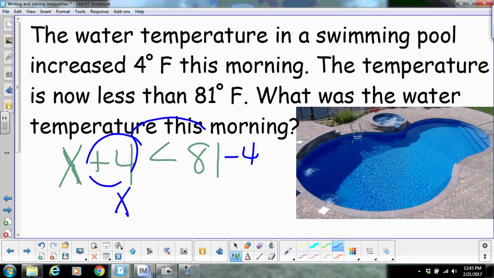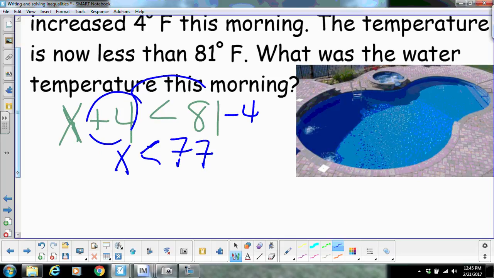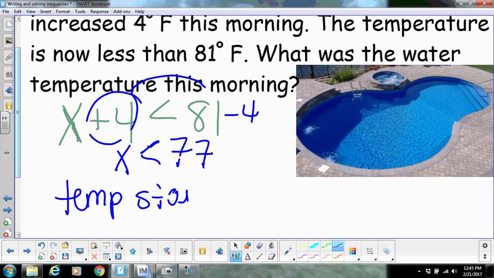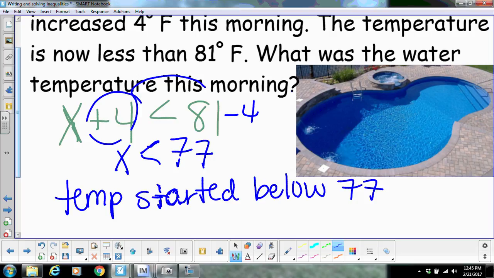So what'd you get? Alright, X is less than 77, so that means the temperature this morning was less than 77. Okay, so temperature. And like I said, there's just several different ways that they can word these. Alright, and you'll see the answer choice. I'll try to find some multiple choice ones that I can show you exactly how they have them worded. Okay?